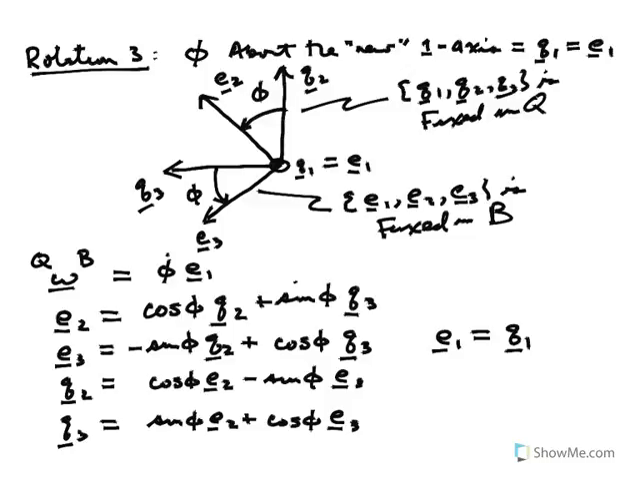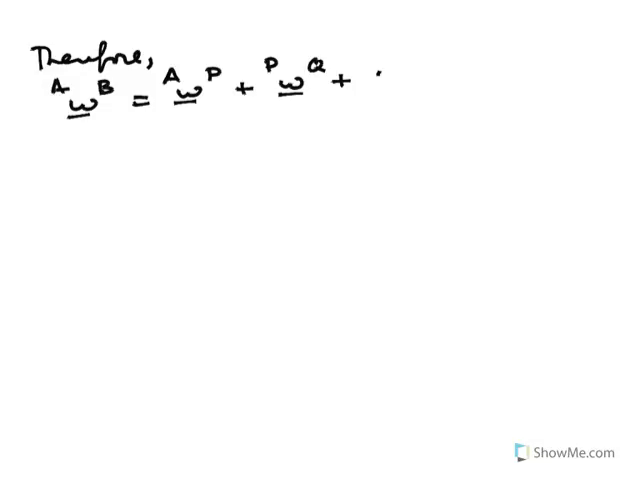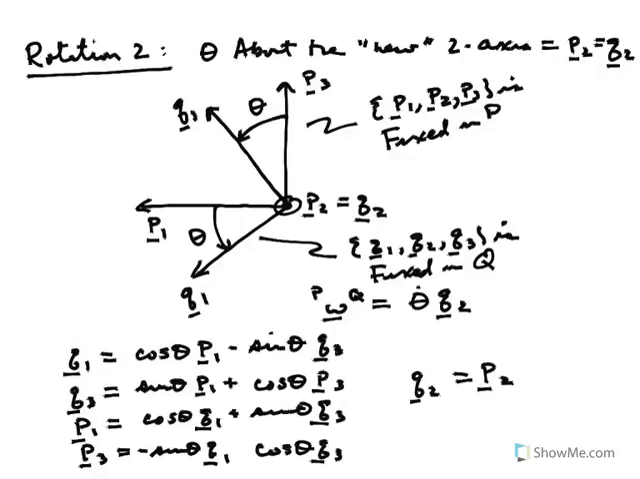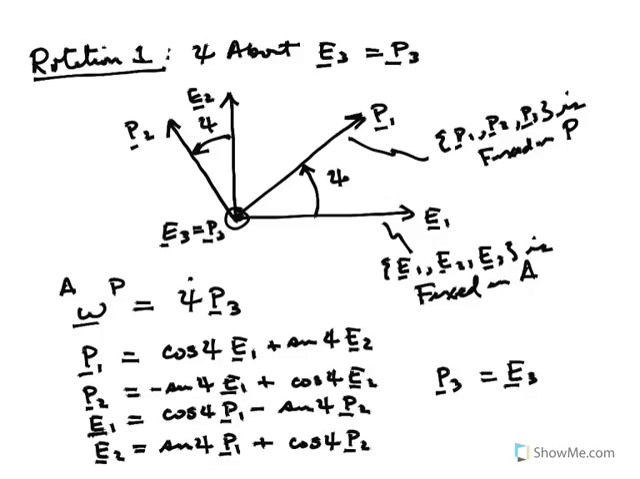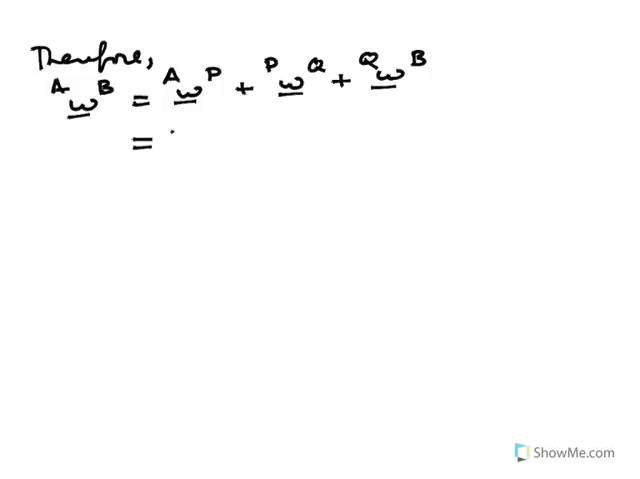Now let's start looking at these and let's start adding them up, which is that we know the angular velocity of B in A has to equal the angular velocity of P in A plus the angular velocity of Q in P plus the angular velocity of B in Q. Well, that's equal to, well, let's go through our sequences here. We've got psi dot times P3 plus theta dot times Q2 plus phi dot times E1.